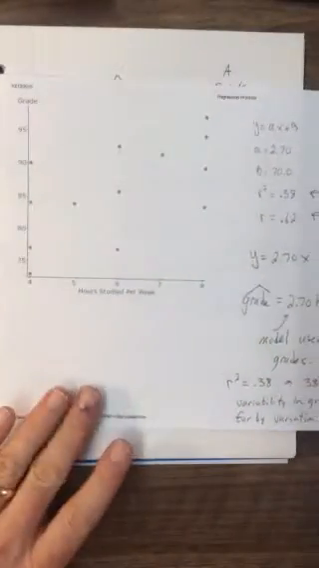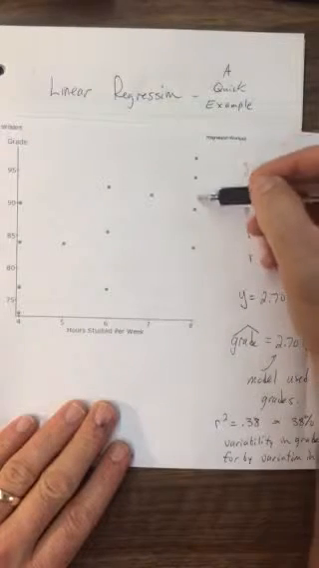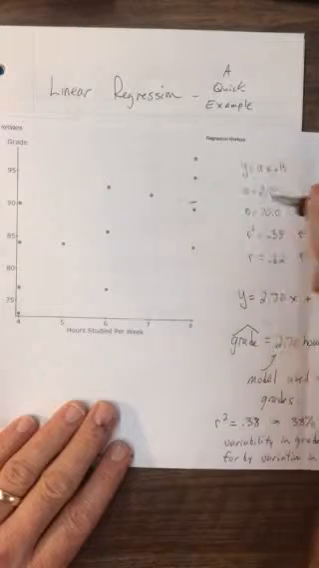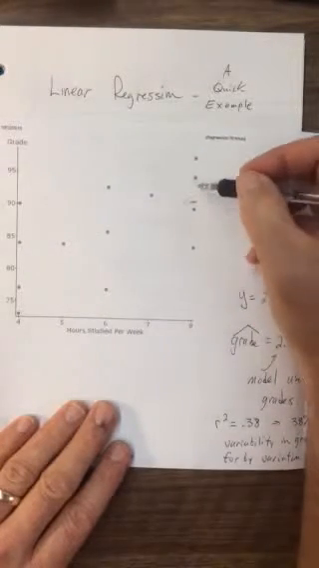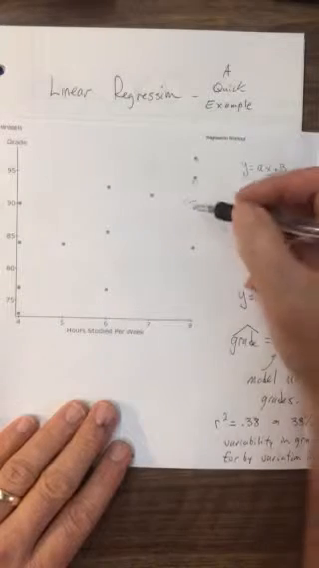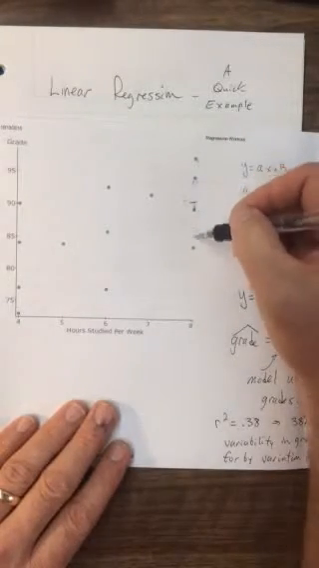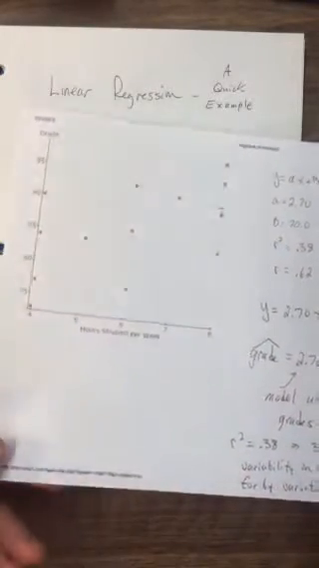If we look at our data set, notice for 8 hours we get a whole bunch of different values. Here's 90. Here's our calculated value right here. Some of them are higher, and they have what we will show as a positive residual. Some are lower, and they have a negative residual. That's what a residual is.